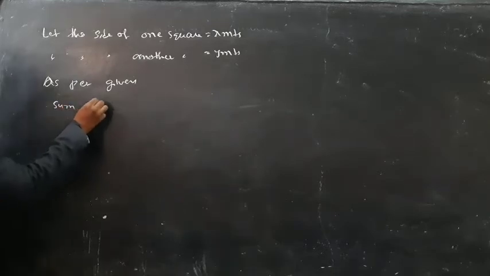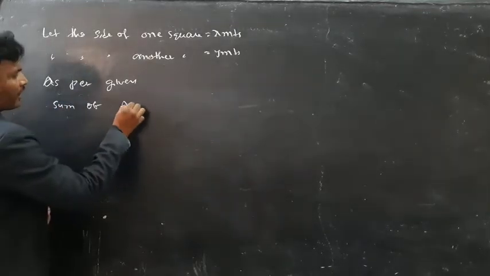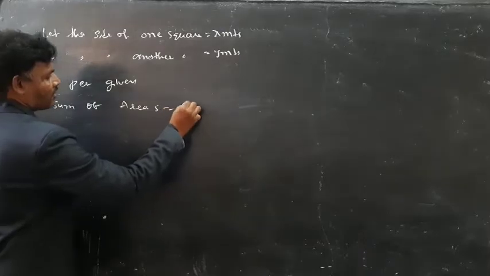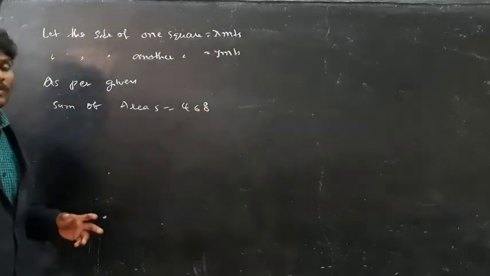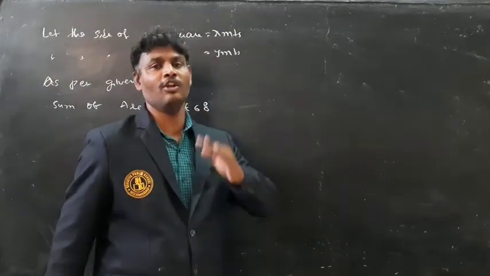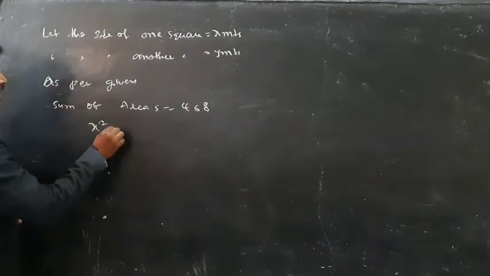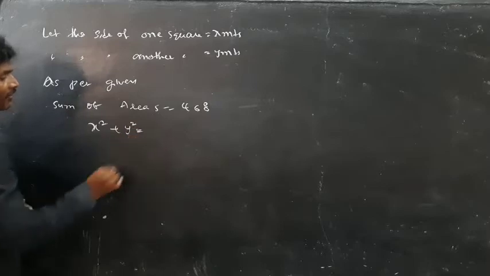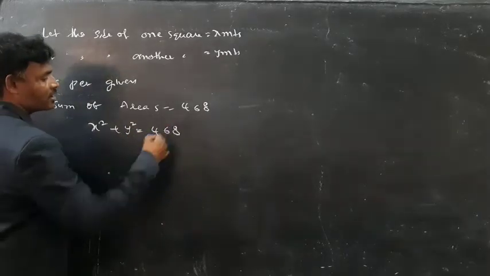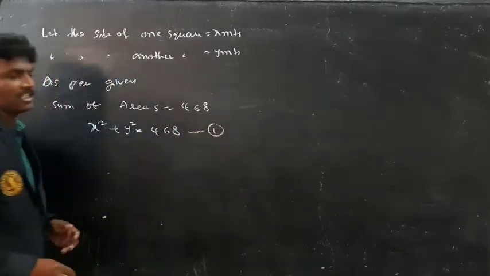sum of areas is equal to 468. What is the area of the square? Side into side. It means the area of one square is x square and the area of the other square is y square. So x square plus y square is equal to 468. Let this be the first equation.